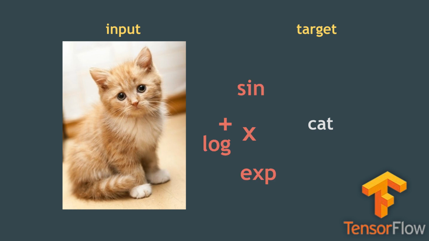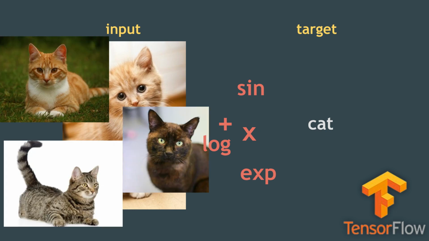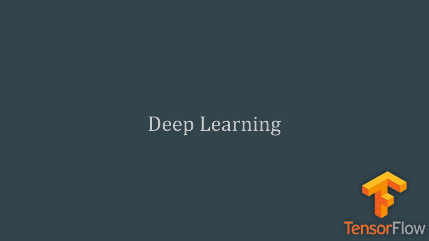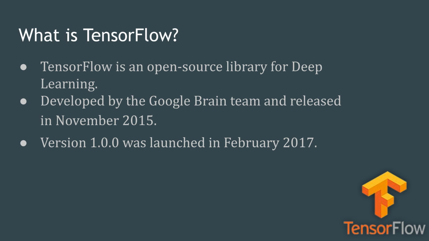We use a series of mathematical functions and operations, which form a computational graph, to transform the input into the target output. This method must work not only for this one cat image, but for other cat images as well. This process is part of a field of machine learning known as deep learning. So what exactly is TensorFlow? It is an open-source library for deep learning, developed by the Google Brain team and released in November 2015.